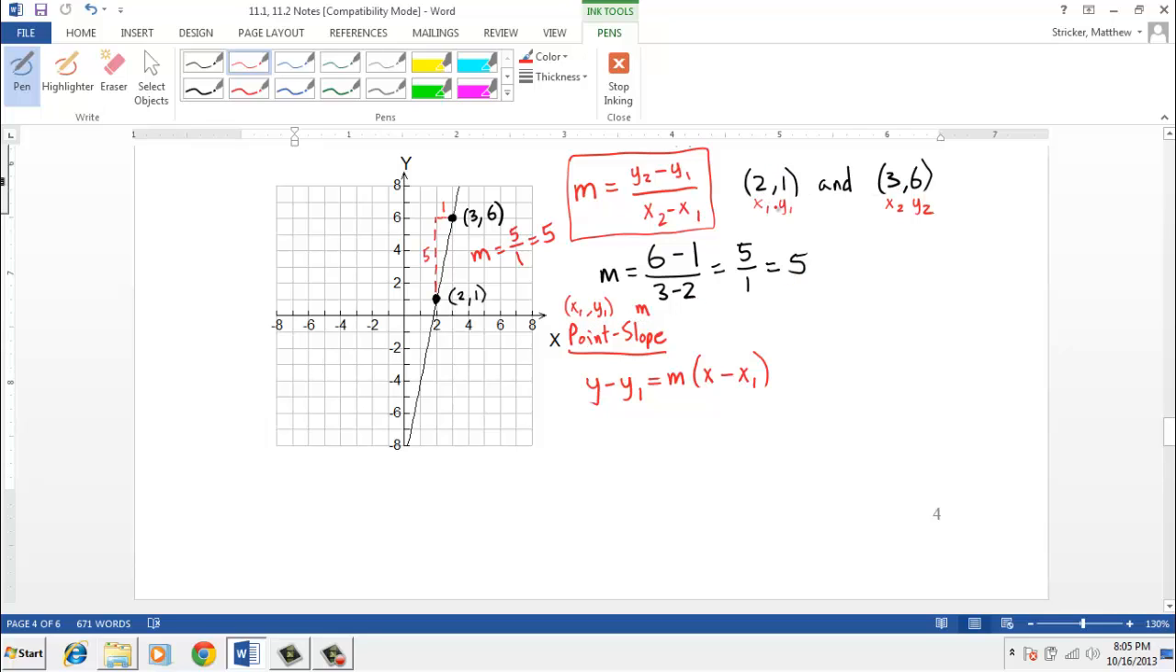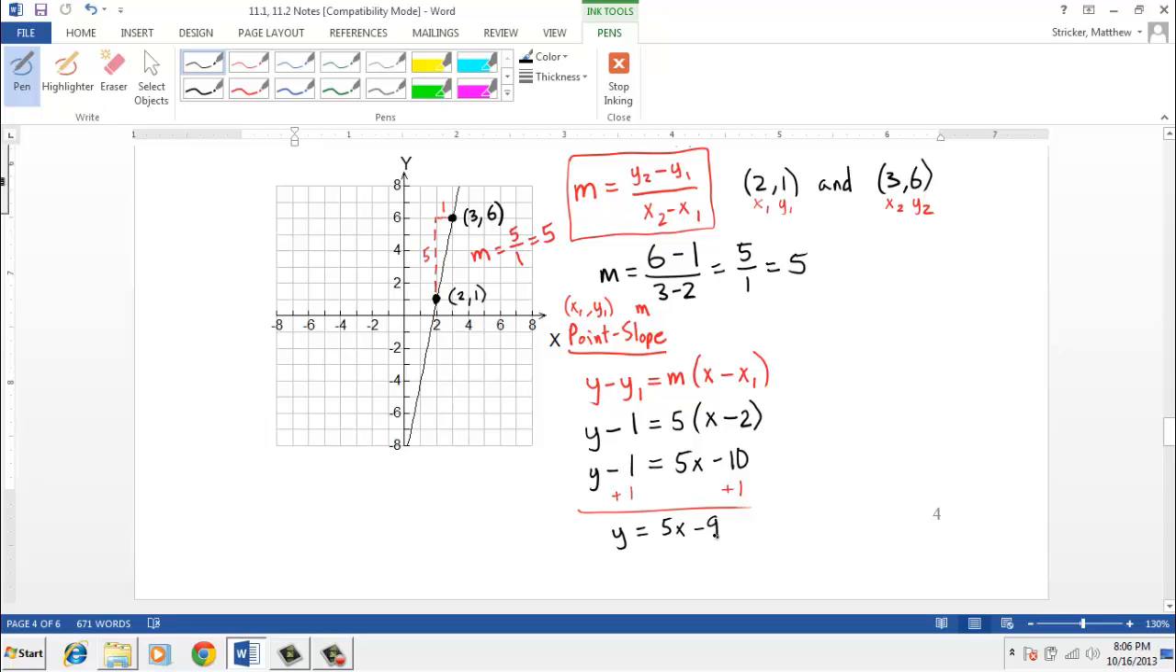If we choose the first point, the point 2, 1, that's going to turn this equation into y minus y1, but y1 is 1, equals the slope of 5 times x minus x1, and in this case x1 was 2. Then we have y minus 1, distributing, we get 5x minus 10. And finally, if we solve for y, we add 1 to both sides. This gives us y equals 5x minus 9.